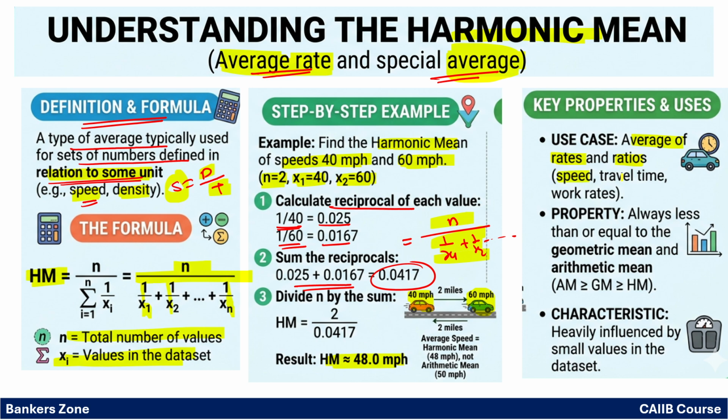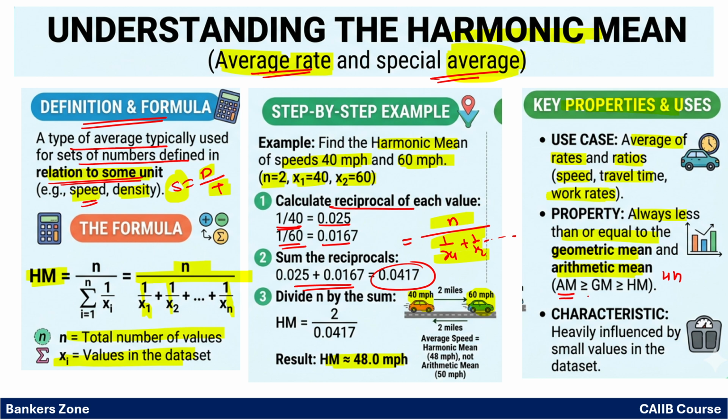given like speed, time, travel, work rate. What is work rate? Very simple, 2 rupees per hour. So rate is given, right? Two ratios are involved. At that time we have to use the harmonic mean. So one thing you again remember, it is always less than or equal to the geometric mean and arithmetic mean. Means simply the harmonic mean is the least, right?